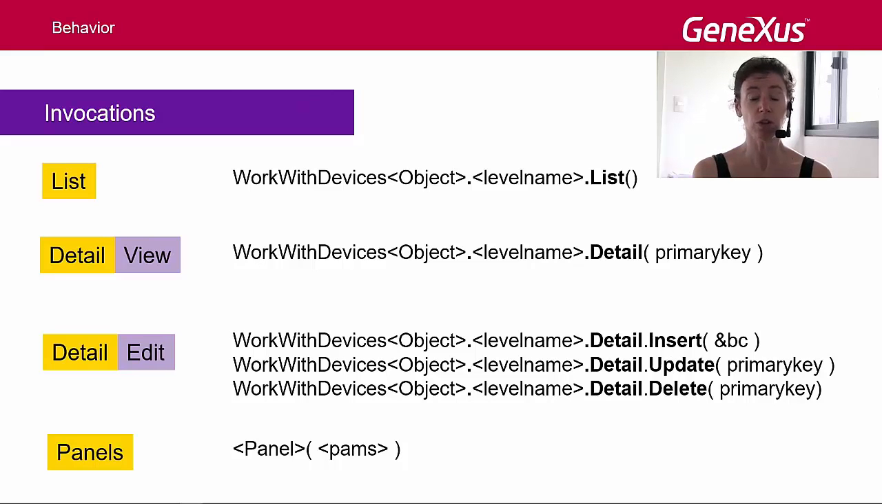For the detail in view mode, we use the syntax that is displayed on the screen, where we need to send the primary key to identify whose detail we want to display. For the detail in edit mode, we need to indicate the mode. To insert, for example, a new speaker, if it belongs to the speaker transaction being used. To update a speaker's details, we need to send the primary key of that speaker. To delete a speaker, we also need to send the primary key.